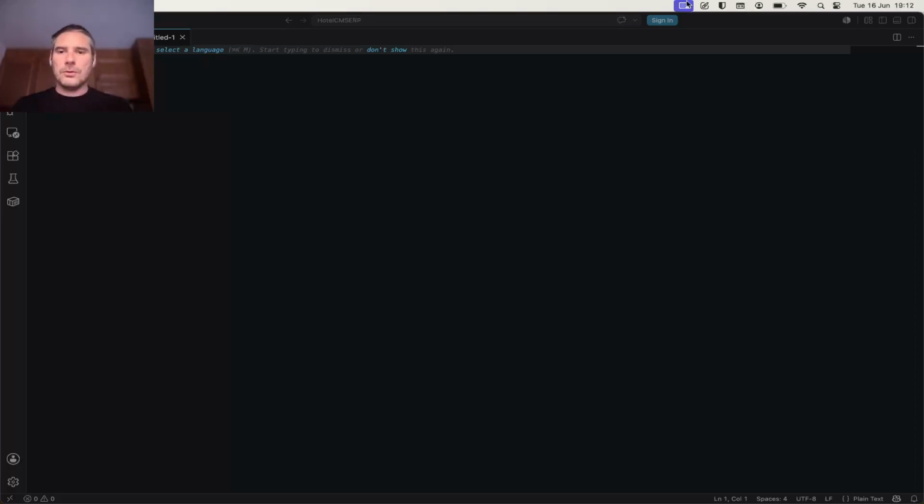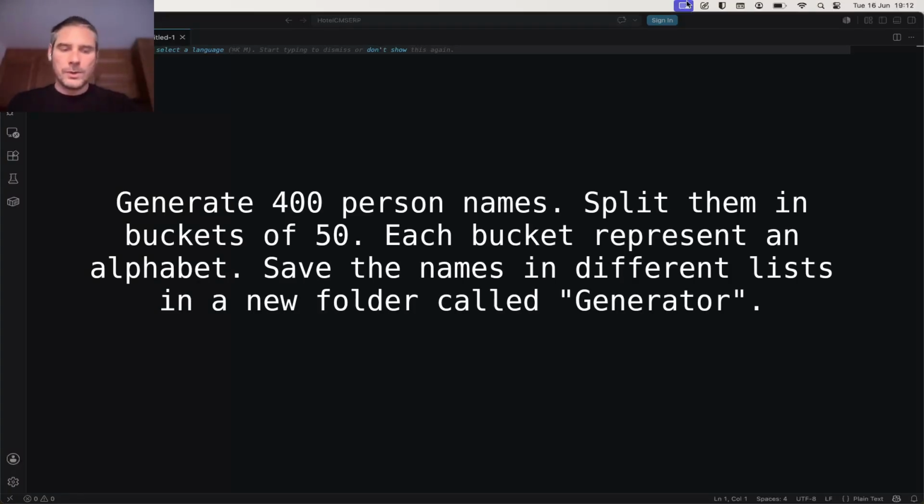And we want to make sure that we cover the fact that sometimes you can have two persons with the same name in your hotel simultaneously. So then we don't need 600, maybe we need 400 person names. So I want to generate 400 person names. They should be split into buckets of 50. Each bucket represents an alphabet.